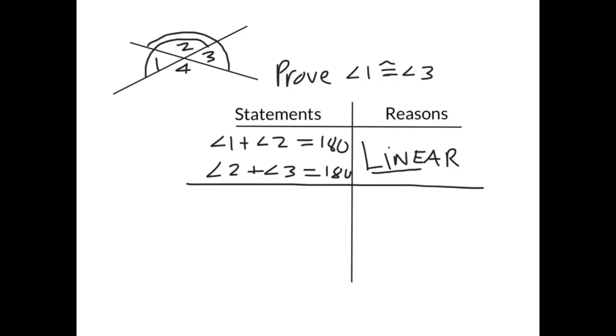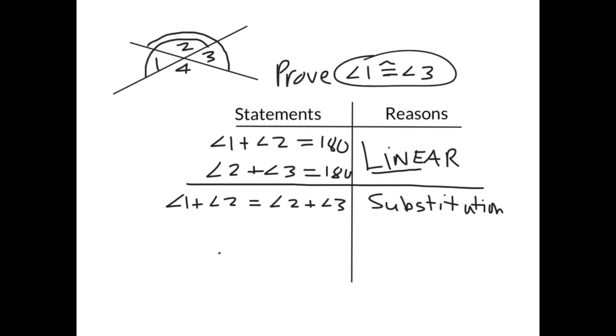We're going to bring these 2 lines together because we know that 1 and 2 is worth 180. What else is worth 180 is 2 and 3. So we can replace this 180 with the 2 and the 3. That's called substitution when you make that replacement. So angle 1 plus angle 2 is equal to angle 2 plus angle 3. We substituted to get there. Substitution.